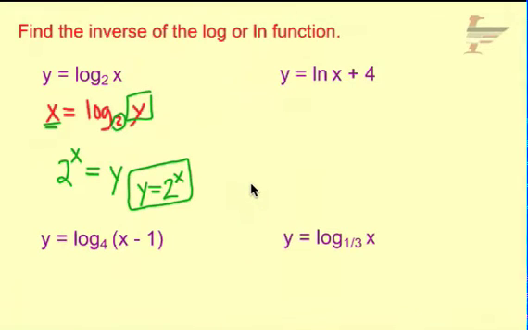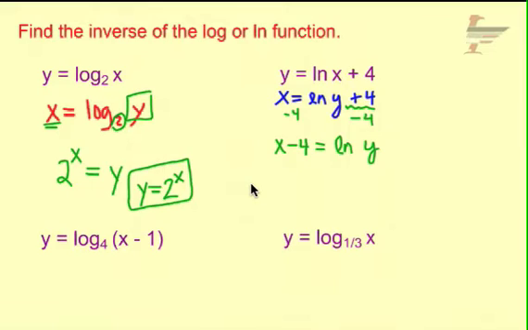Now our next example, switch the x and y. So x equals the natural log of y plus 4. Now if we are working on getting that y by itself, we may have some extra stuff happening where this plus 4, let's get that to the other side first. So we will subtract 4 from both sides. We have x minus 4 equals the natural log of y.